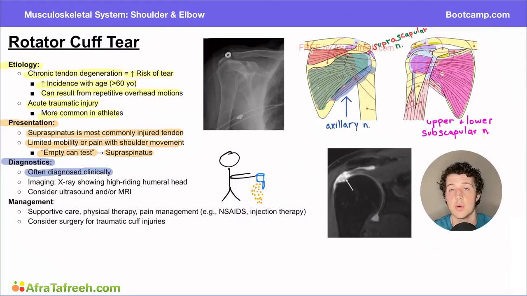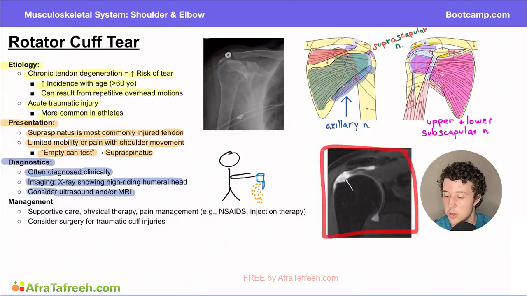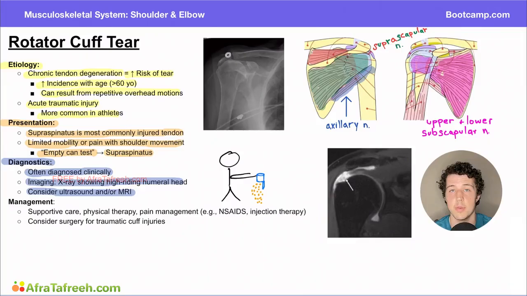But oftentimes, in order to help confirm the diagnosis, we may take imaging. We may take an X-ray to show a high-riding humeral head like we see in this patient. The head of the humerus here is actually a little bit high for the glenoid fossa that's sitting right here. Because those rotator cuff muscles help keep that humeral head in place, when there's a tear, we can see a slight elevation of the humeral head. Additionally, we may also consider an ultrasound or an MRI, like we see here, in order to visualize the tear of the patient.